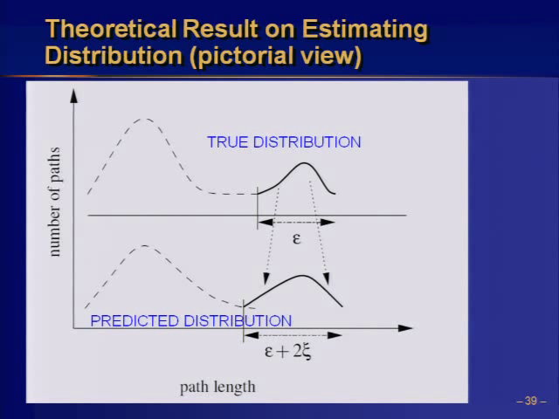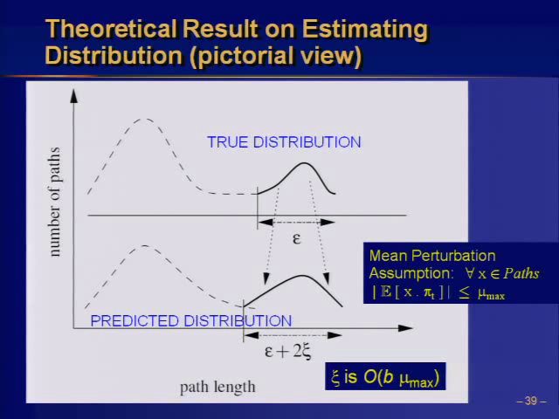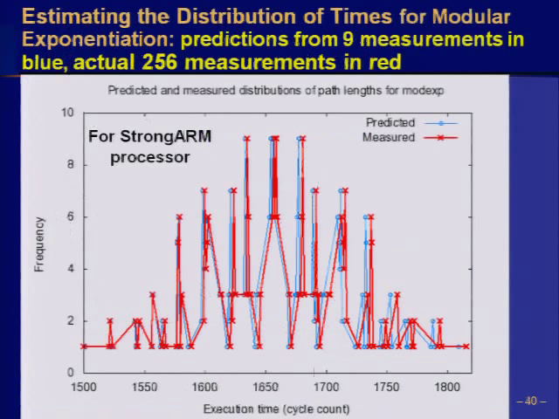So I don't have time to go into the formal details, but we have a way of bounding this error in terms of parameters of the program and the platform. So in practice, also, we've seen that we can estimate distributions quite accurately. Here's an example from the crypto domain. We took a piece of code that does modular exponentiation, which is a core function in many crypto algorithms. Here, for instance, the measured distribution is in red, and our predicted distribution is in blue. And for the most part, we're able to estimate this distribution quite accurately, with perhaps a few cycles off in some cases. But the key thing is that this was a program with 256 paths, and our predictions were made by making just 9 measurements.